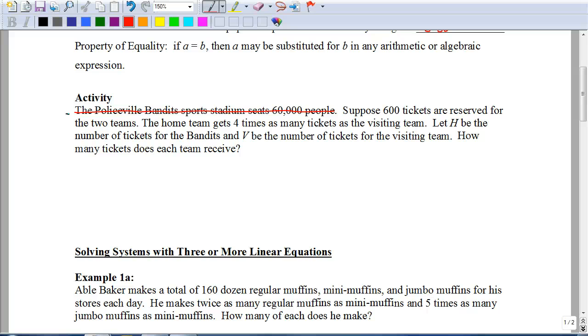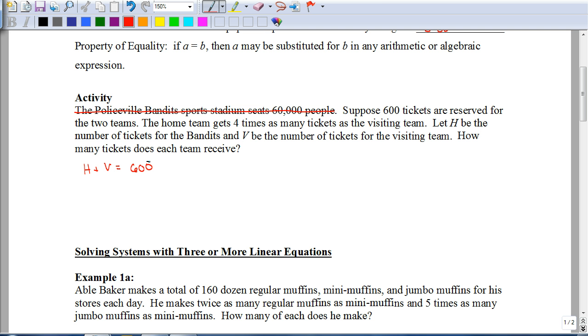What we're going to do is let H be the number of tickets for the home team, the Bandits, and V be the number of tickets for the visiting team. So if there's 600 tickets reserved for the 2 teams, that means the number of tickets that the home team gets plus the number of tickets that the visiting team gets is going to equal 600 total tickets.